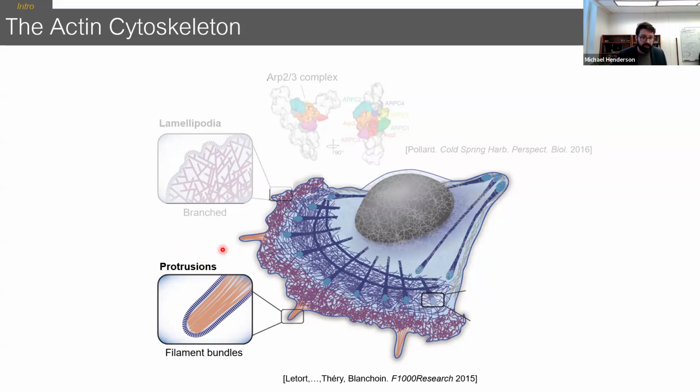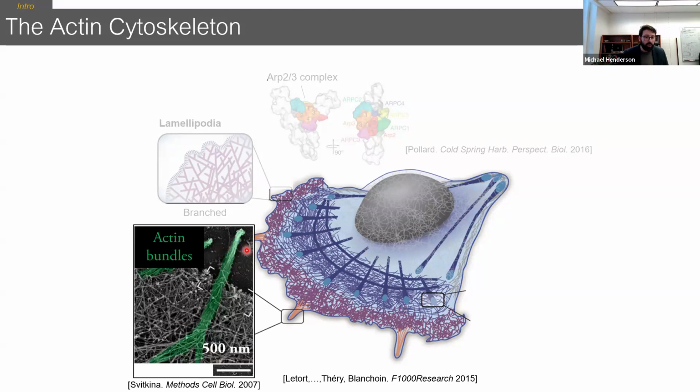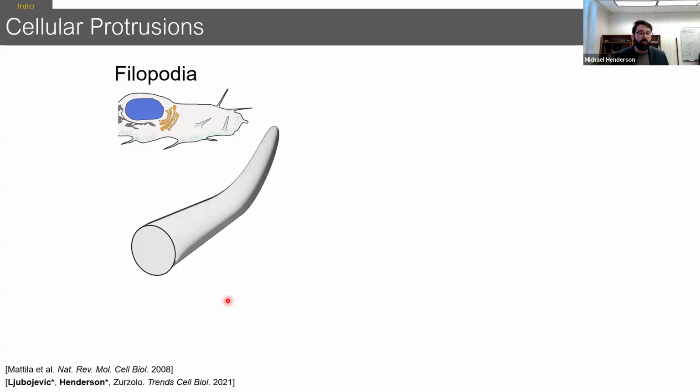And I just want to motivate this particular structure because there's some beautiful old work from Tatyana Svitkina at the University of Pennsylvania, where she really pioneered platinum replica electron microscopy, where you can see these beautiful actin filament bundles emerging from the surrounding lamellipodial network, for example. So the kinds of protrusions we were interested in are twofold, actually. One particular subset of protrusions are these finger-like structures that cells make at the front of their leading edge when they're migrating, and we call them filopodia, so essentially the finger-like structures of the cell.